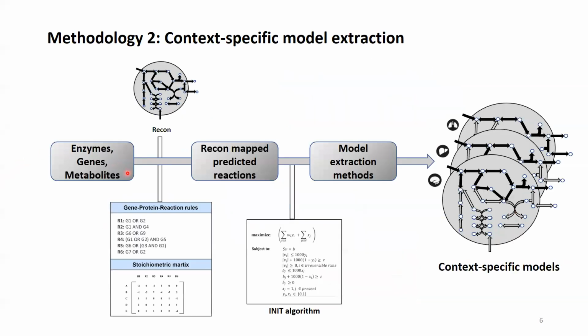After collecting all the named entities, we map them to the genome-scale model used here, that is Recon. Based on the gene-protein reaction rules and the stoichiometry, we map the metabolites based on ChEBI IDs, genes based on the HGNC ID, and enzymes to the reactions based on fuzzywuzzy string matching. We collect all the predicted reactions from the abstracts. After collecting all the active reactions predicted from the abstracts, we pass them through the model extraction method to build a self-consistent context-specific model.